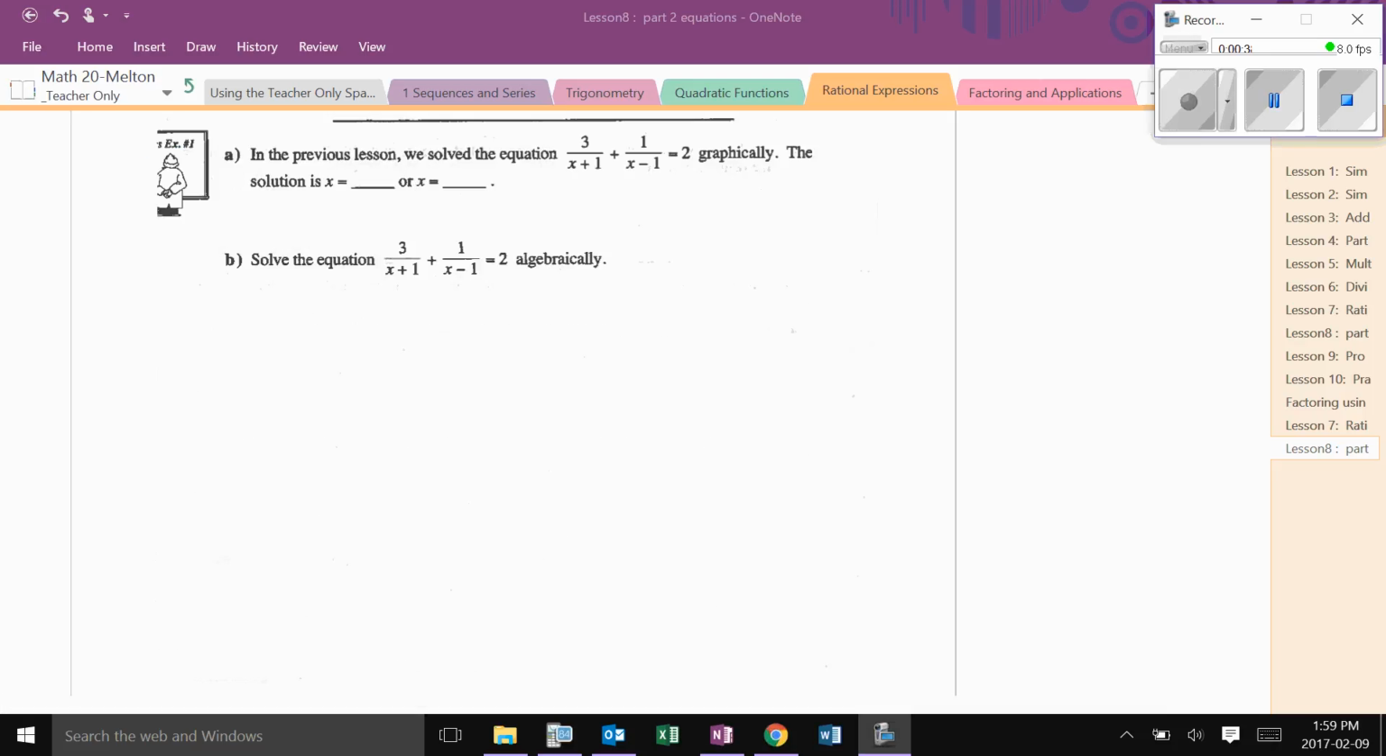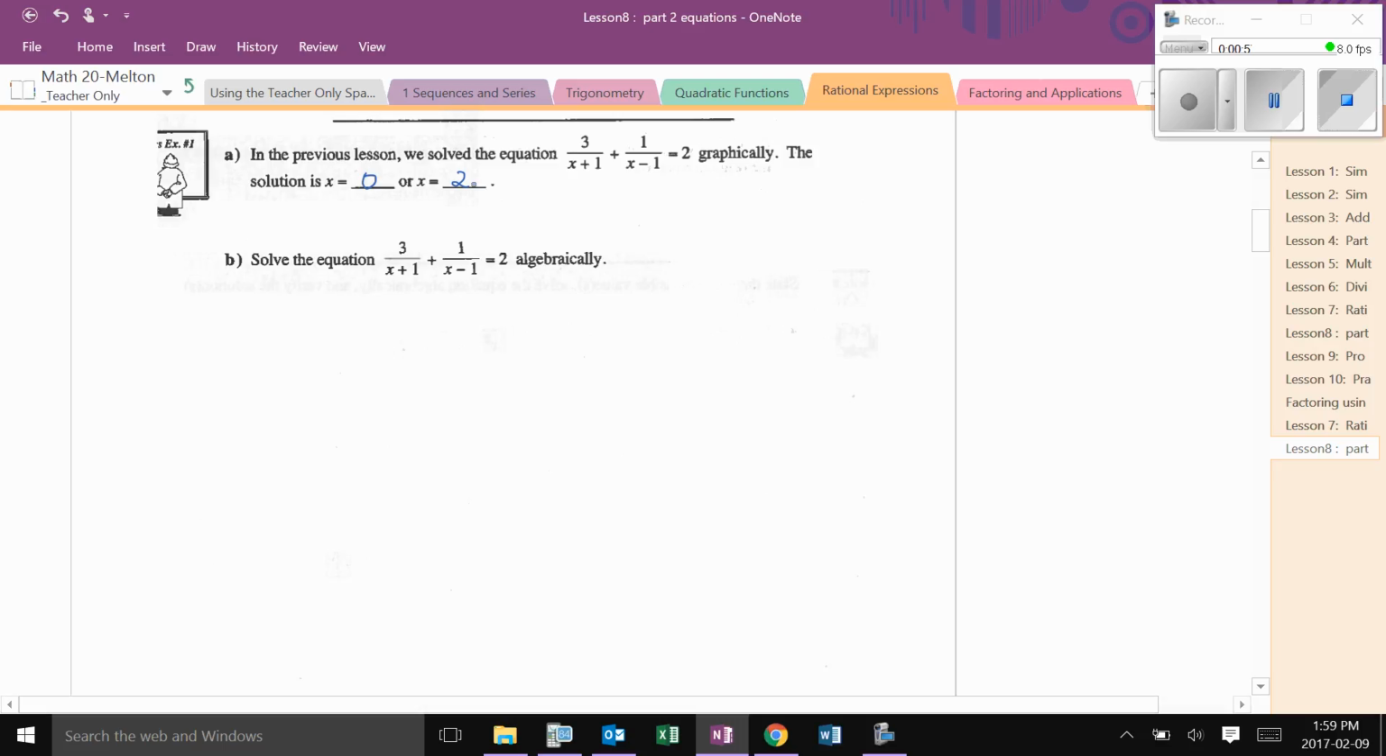So as it says in class example number 1, in the previous lesson, we solved that particular equation graphically using your calculator, and we recall, or you can go back and take a look, that the solution was x is equal to 0 or x is equal to 2. So let's take a look at how to do that algebraically.